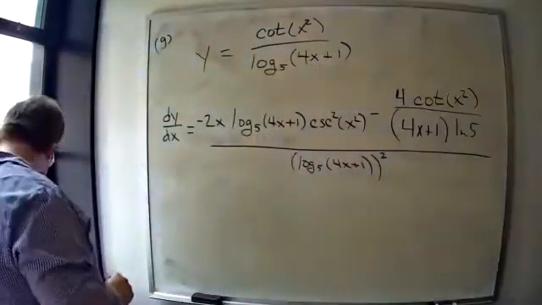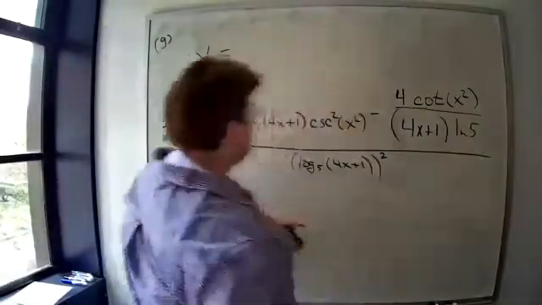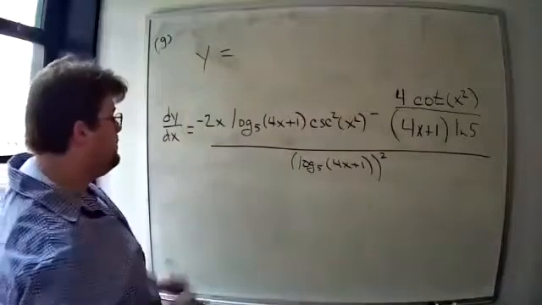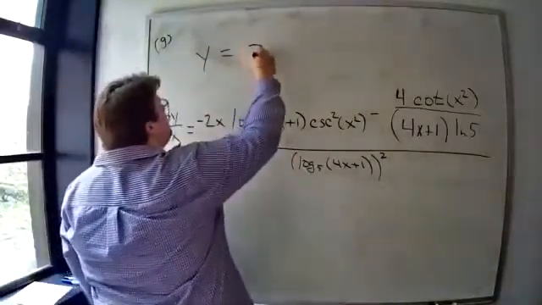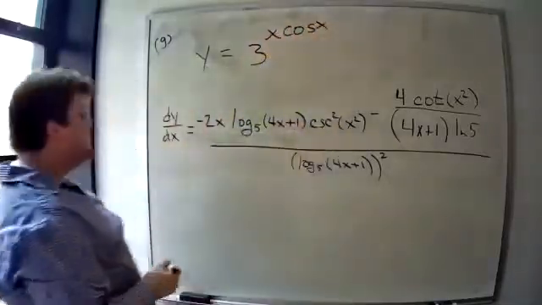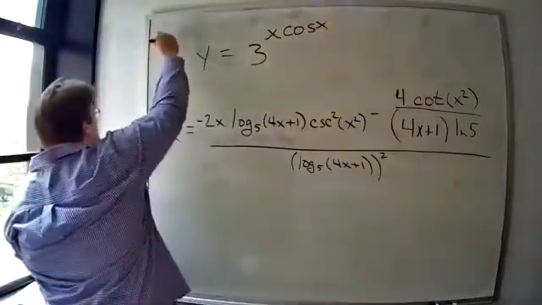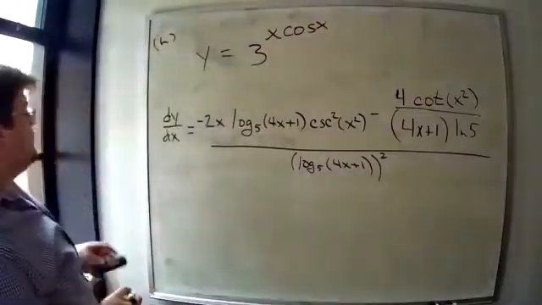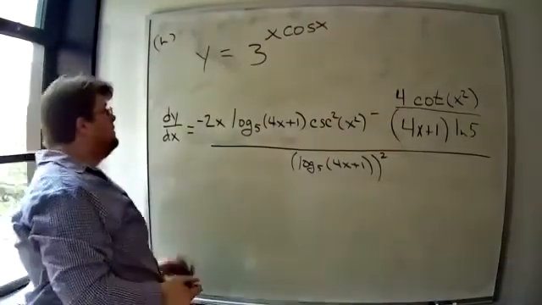Part H, 3 to the x cosine x. So we saw, oh, you don't have to simplify this. I probably should have mentioned, you can just leave fractions in fractions, that's fine. So in part G, we saw the derivative of a general logarithm. Here in part H, we're going to do the derivative of a general exponential.